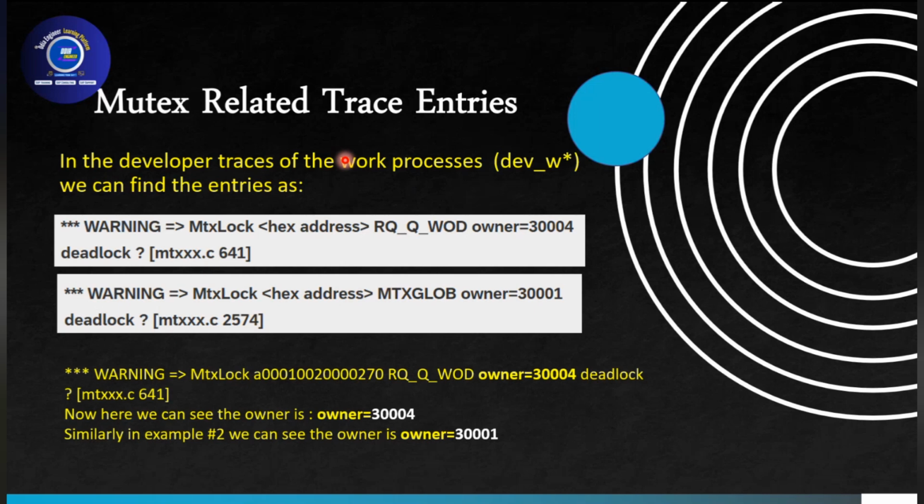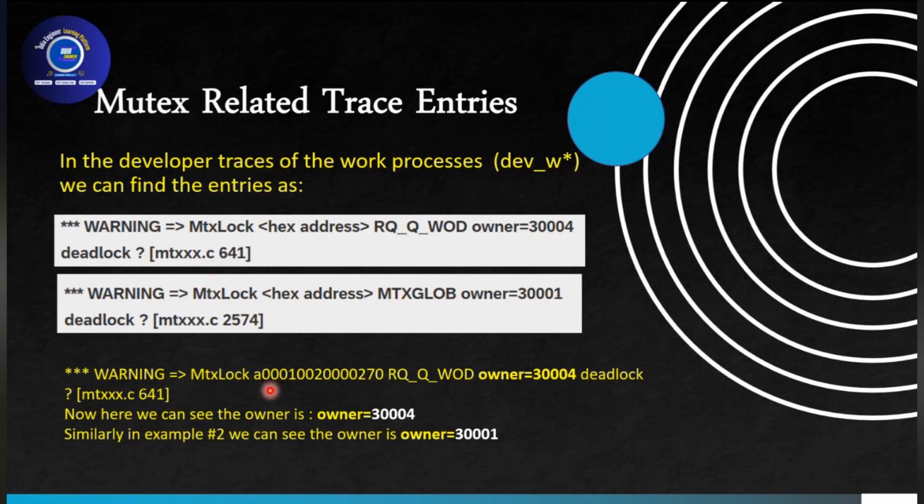So let's see where we can check it. Generally you will see it under the work process trace. You can go to your work directory and you can see dev_w*. You can open it and you can see the warning MTX lock, and the owner is 30,004, and warning MTX lock, owner is 30,001.